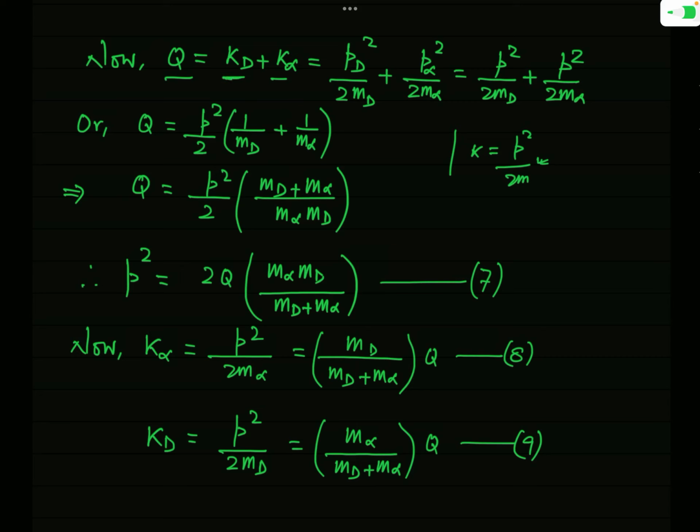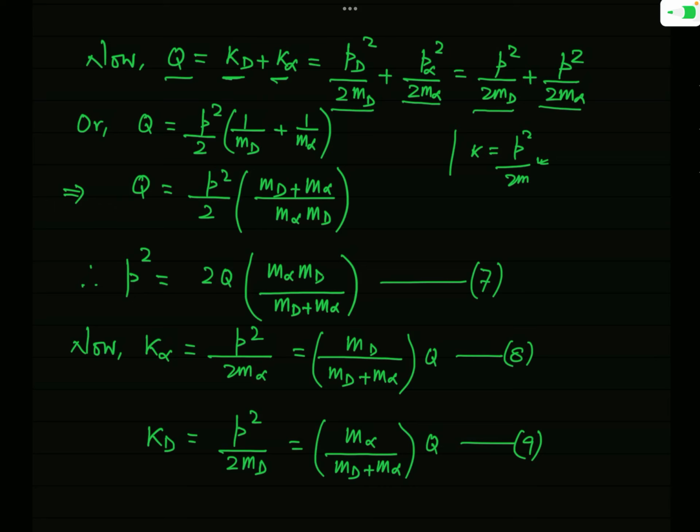So kinetic energy of daughter nucleus, what will be this? This will be Pd square over 2md. md means this is mass of the daughter nucleus. And similarly, K alpha will be P alpha square over 2m alpha. Here m alpha, I have assumed this is mass of the alpha particle. But you have seen that Pd and P alpha both are same. So Pd and P alpha have been replaced by simply P. So this is P square over 2md plus P square over 2m alpha.